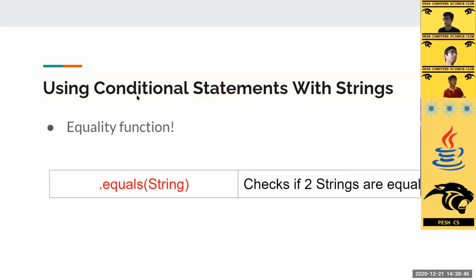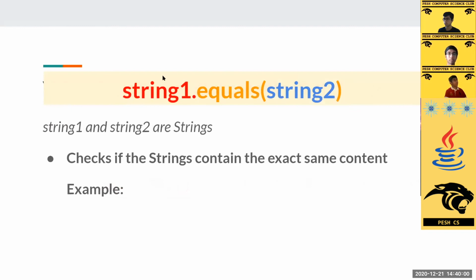So here, a dot equals, and then you would put a string inside. And what this will do is check if two strings are equal. This looks really confusing. Don't worry, I'm going to explain this a bit more in a second. The way that you would create your statement is you have string 1 dot equals string 2.